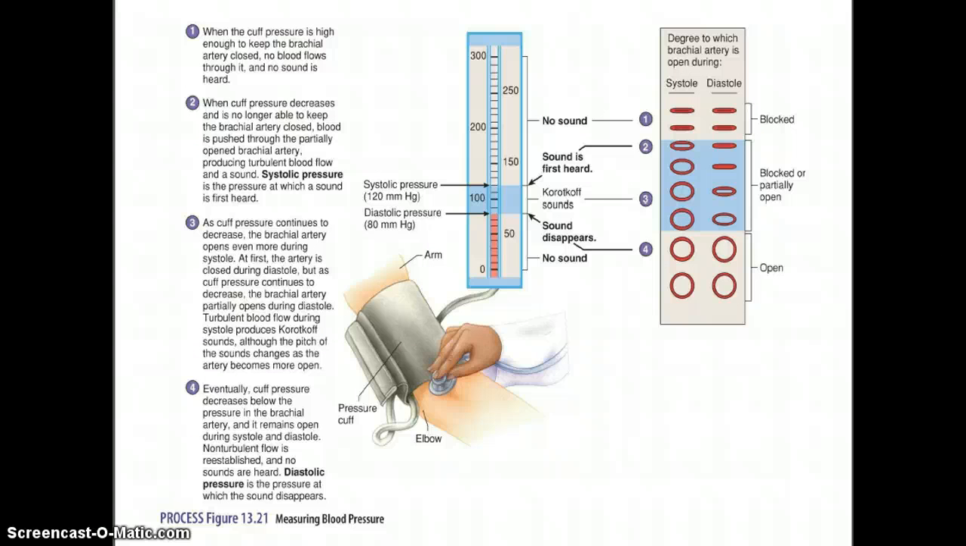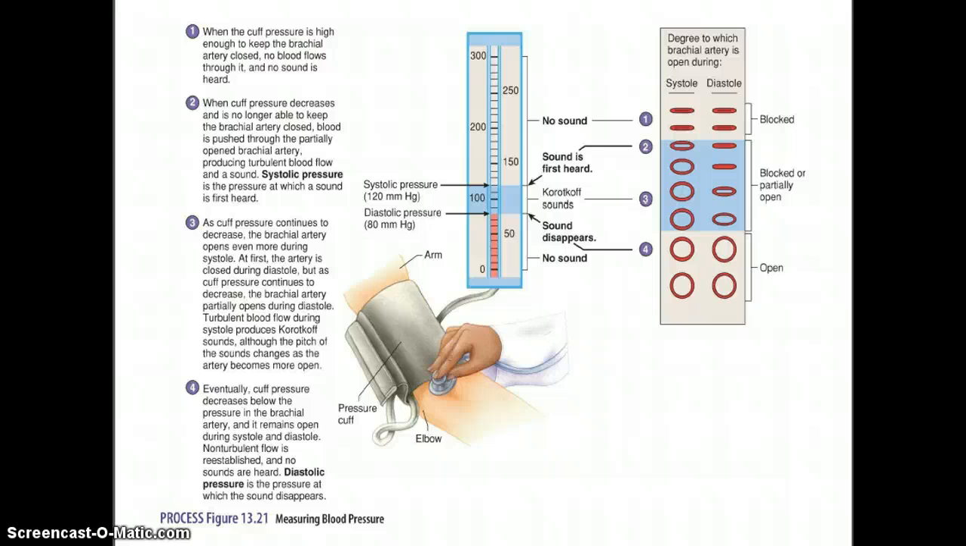Here is a diagram of how to measure blood pressure. Please review this. I think the take-home message is that when the brachial artery, which is the normal artery for taking blood pressure measurements, when the cuff pressure decreases and is no longer able to keep the brachial artery closed, the blood is pushed through the partially open artery, and then we hear a small, turbulent sound, and that indicates the systolic or higher pressure.